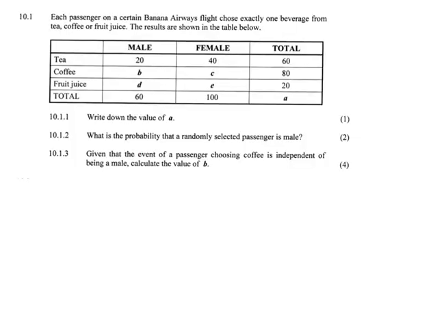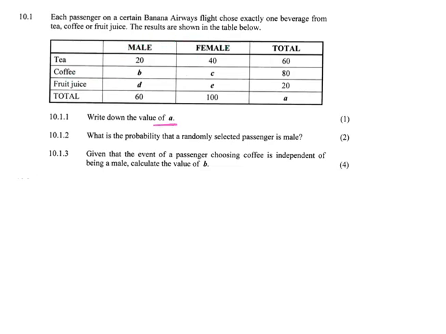Now, next question. It's a typical exam type question, a mixture of all the concepts that we have learned in probability. What's the question here? Each passenger on a certain Banana Airways flight chooses at least one beverage from tea, coffee or fruit juice, and the results are shown as below.